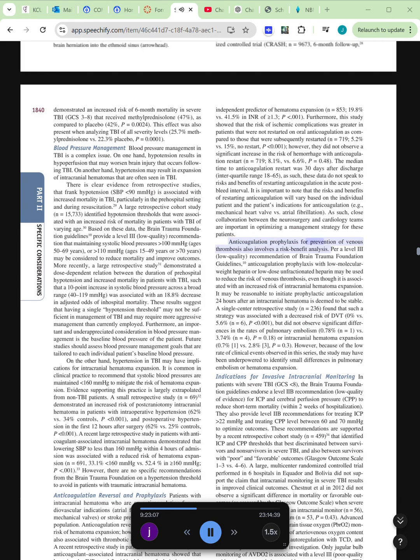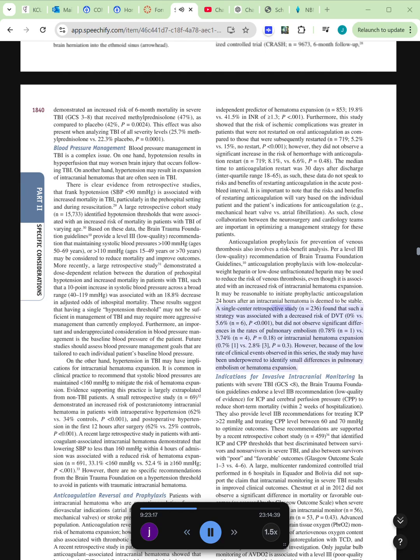Anticoagulation prophylaxis for prevention of venous thrombosis also involves a risk-benefit analysis. Per a Level 2 low-quality recommendation of the Brain Trauma Foundation guidelines, anticoagulation prophylaxis with low molecular weight heparin or low-dose unfractionated heparin may be used to reduce the risk of venous thrombosis, even though it is associated with an increased risk of intracranial hematoma expansion. It may be reasonable to initiate prophylactic anticoagulation 24 hours after an intracranial hematoma is deemed to be stable.